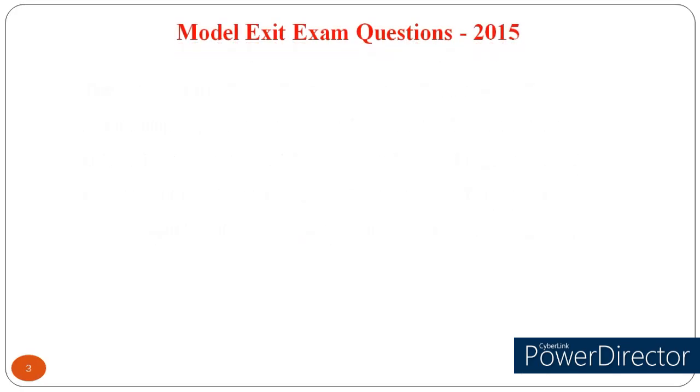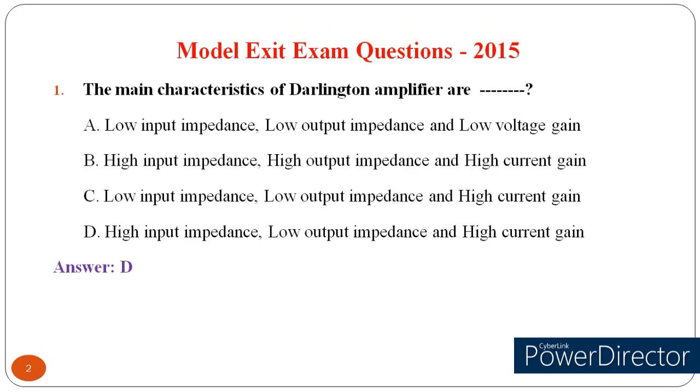Question: The main characteristics of Darlington amplifier are: A, low input impedance, low output impedance, low voltage gain; B, high input impedance, high output impedance and high current gain; C, low input impedance, low output impedance, high current gain; D, high input impedance, low output impedance and high current gain.